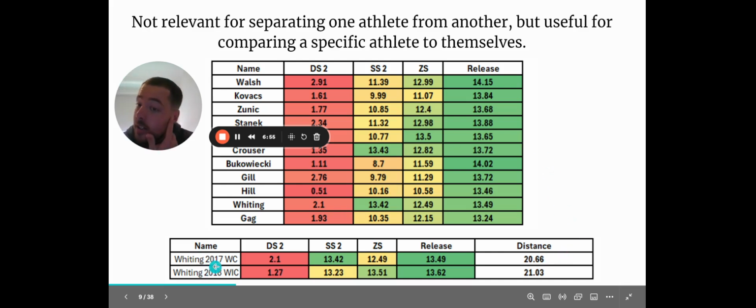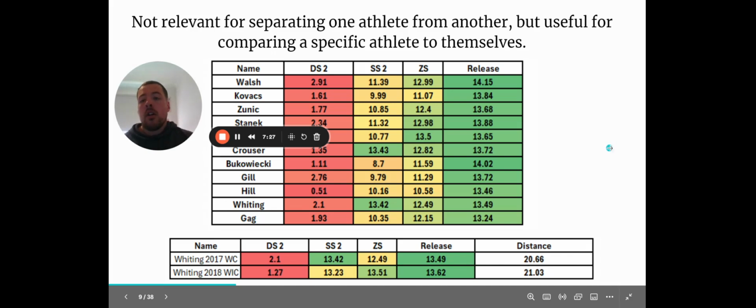Vice versa, at 2018, a slightly different strategy where he enters double support slightly slower, probably a bit more conservative. Single support, again, a little bit slower, but he's accelerating as normal. And he's potentially much more direct through the circle. This way, he continues his acceleration. He goes from 13.23 to 13.51. He actually increases his speed versus in London, he decreased it. And it results in a higher release velocity and 40 centimeters worth of distance change.